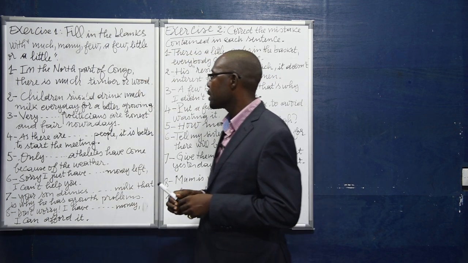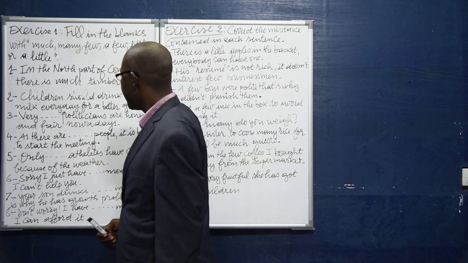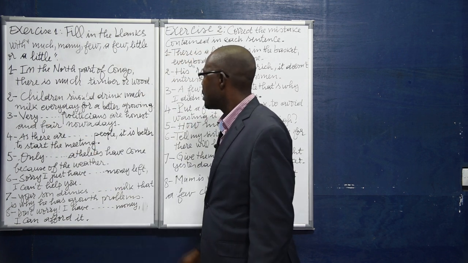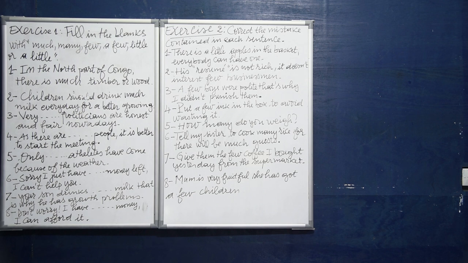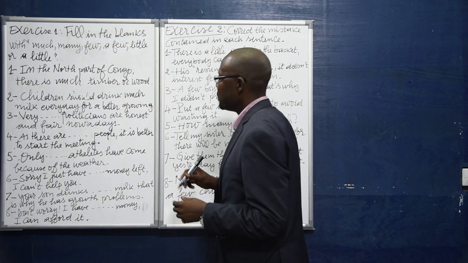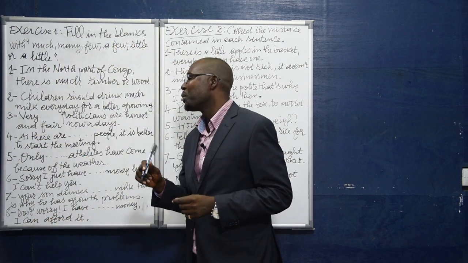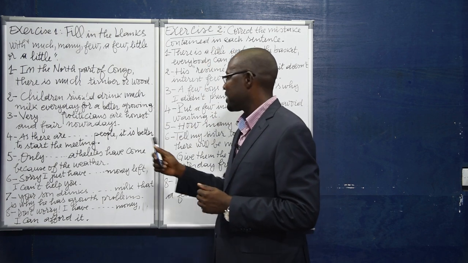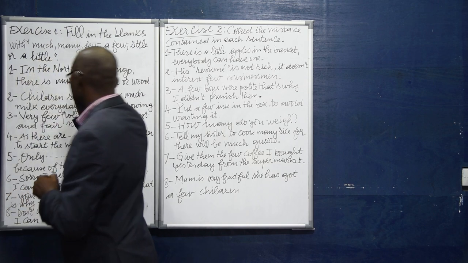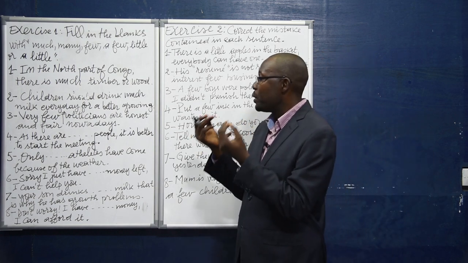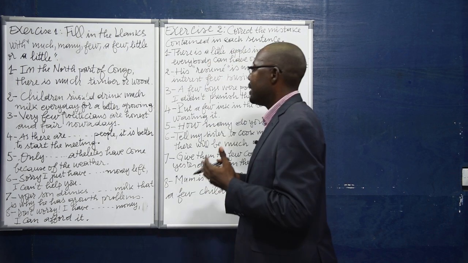Exercise 3. Very politicians are honest and fair nowadays. Very politician. What can you use here? What is the best answer according to you? Let's say very much or very many? Very many or very much? No, I'm not sure that we can use much. We say politician, it is in the plural. So what can we use? As we said in our conclusion, since this one is in the plural, what can we use? Many? No, we use few. Peu in French. Very few politicians are honest and fair nowadays.